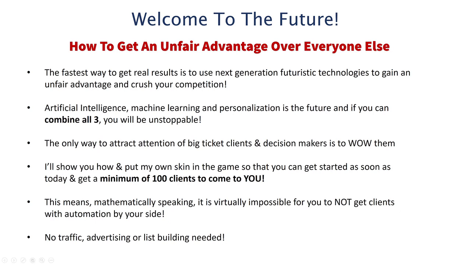And to get an unfair advantage, we need to have futuristic technologies that nobody else has access to, and that will wow your clients as well. The buzzwords these days, the next generation stuff in the next 10 years, are artificial intelligence, machine learning, and personalization. This is the future. And if you can combine all three of these, you will be unstoppable, because this is going to allow you to attract the attention of big ticket clients and decision makers, and you can wow them.